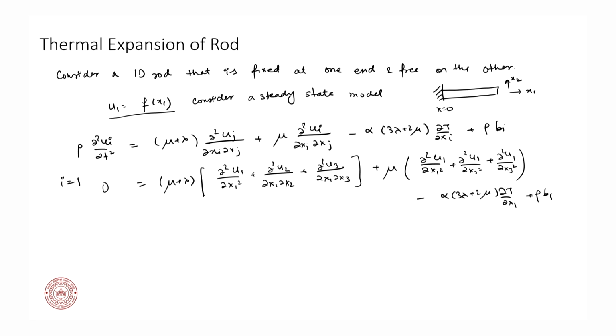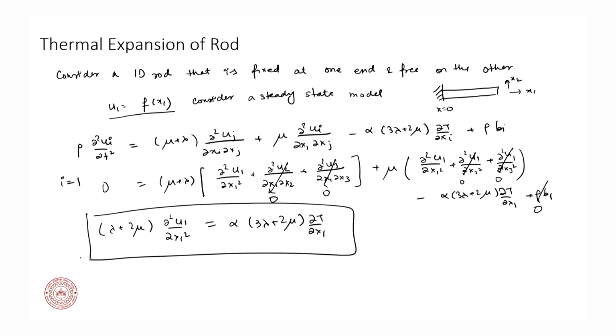Now, let us get rid of some terms. u2 and u3 are 0. u1 is only a function of x1. So, derivatives with respect to x2 and x3 will be 0. There is no body force in this case, we are ignoring the effects of gravity. So, we can neglect this body force term and it equals 0. So, what we get if we bring this together, it will be lambda plus 2 mu of del square u1 by del x1 square is equal to alpha 3 lambda plus 2 mu del T by del x1. So, this becomes our mechanics model.